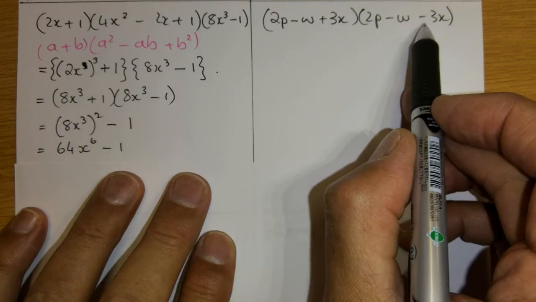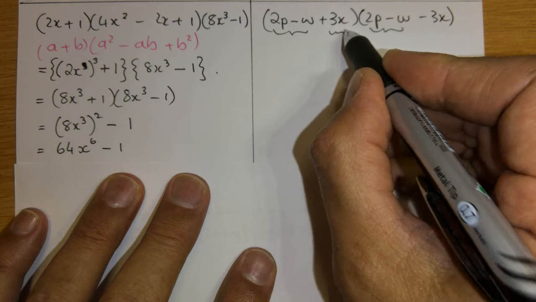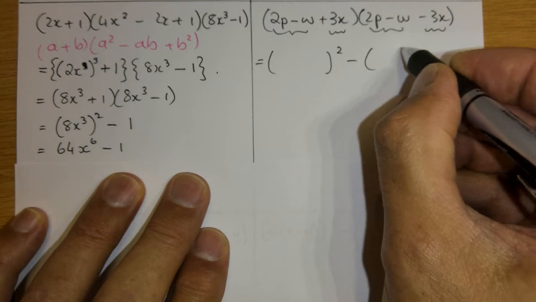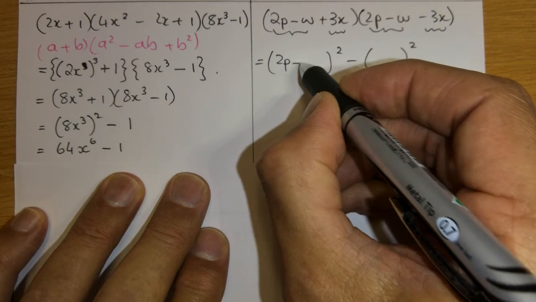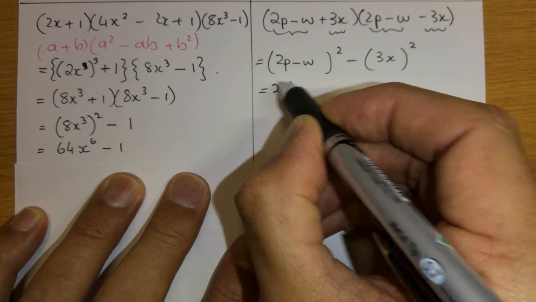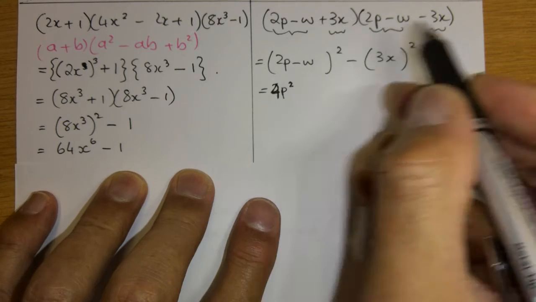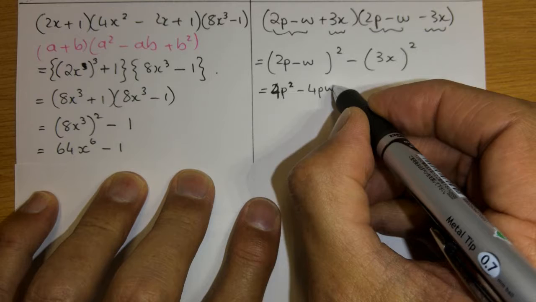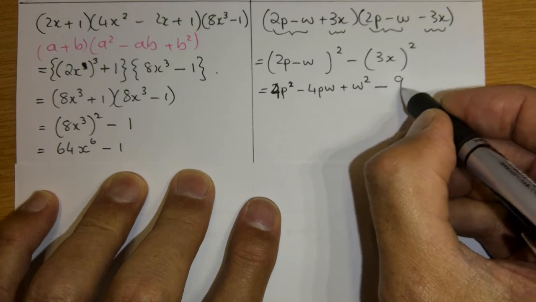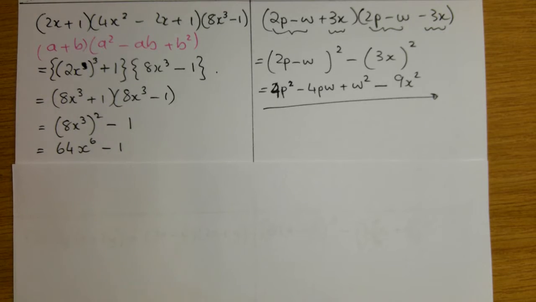Okay, let's look at this one. Oh, here we can almost see it straight away. A plus b, a minus b. So it will be a squared minus b squared. So 2p minus b, and here we have the 3x gives me 4p squared, the 2 squared and the p squared. That times 2 is minus 4pw plus w squared minus 3 to the power 2 is 9x squared. Quite quickly that one was done.